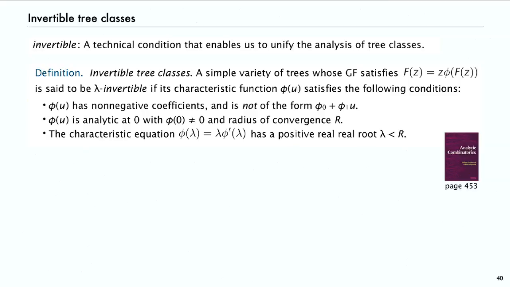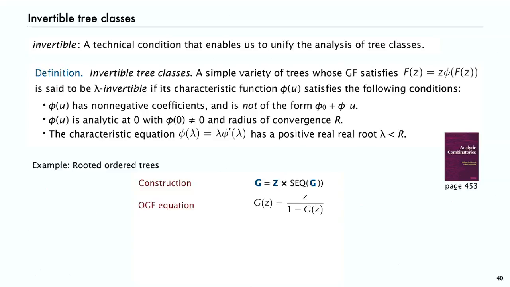The characteristic equation is phi of u equals lambda phi prime of u, and that's got a solution lambda, a positive real root less than r. So for example, let's look at just rooted ordered trees. Again, an elementary construct that we've seen many times. So that's g equals z times sequence of g.